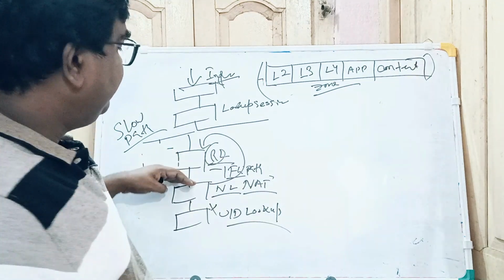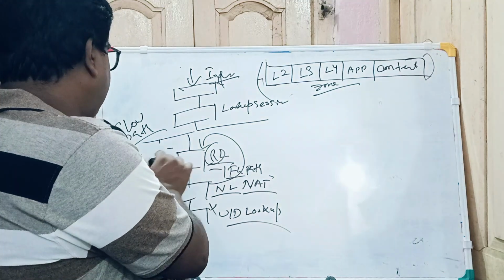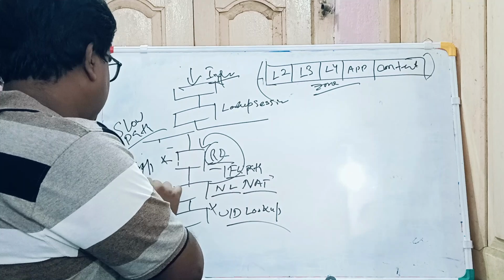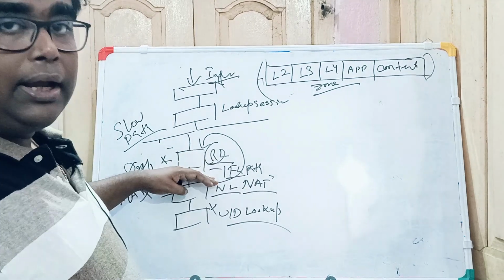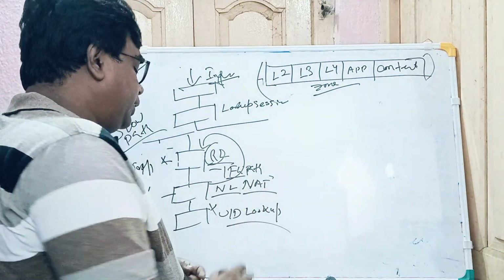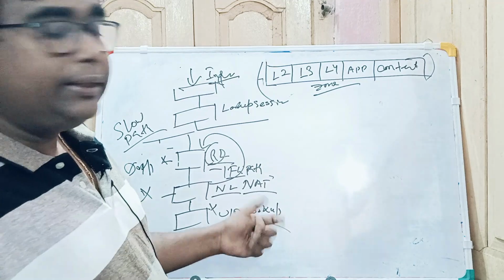In any case, if anything does not match the criteria, it is dropped. If there is no NAT match, then drop. If NAT is not configured, that is okay. But if it does not match the policy, then it is dropped. The same applies to user ID. User ID is optional, but if it does not match the policy with the user ID, then it is dropped.